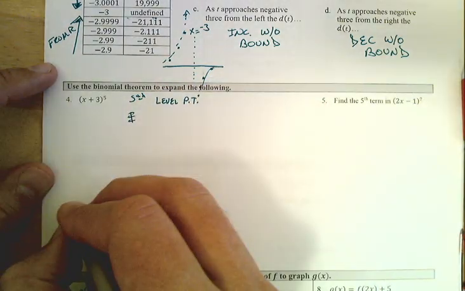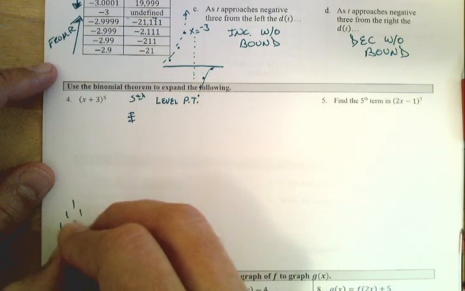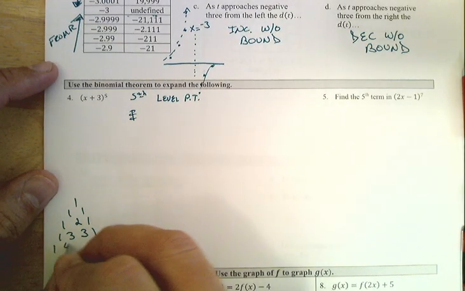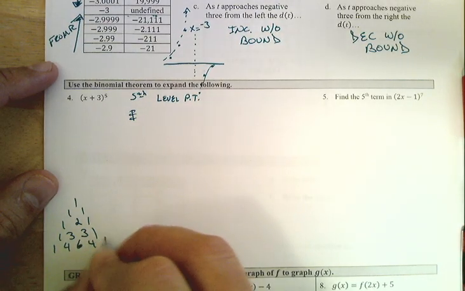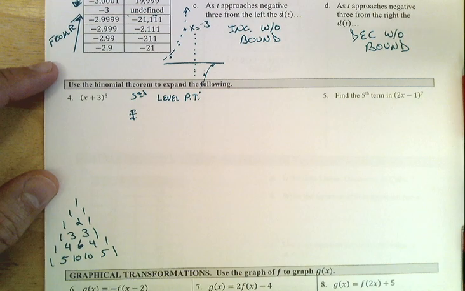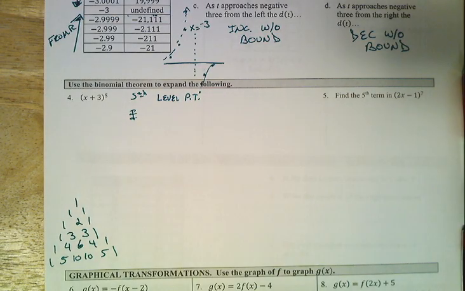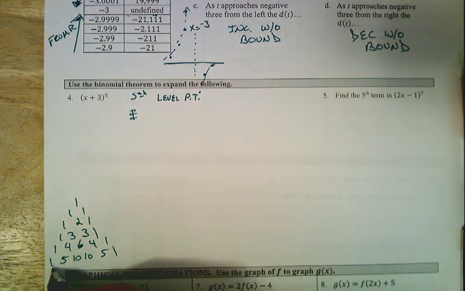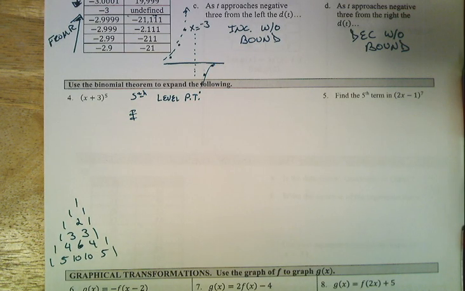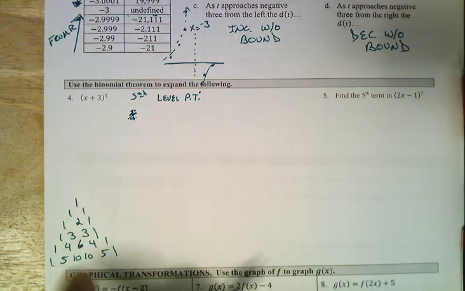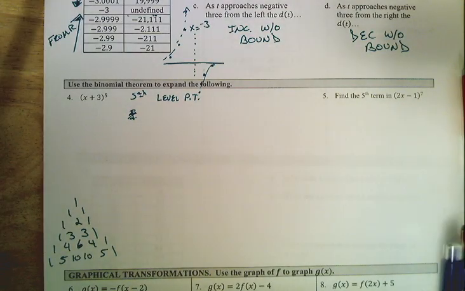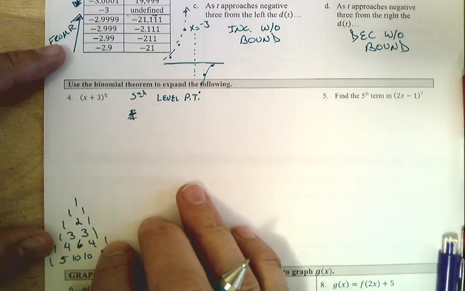Let's draw it once. So let's do 1, 1, 1, 1, 2, 1, 1, 3, 3, 1, 1, 4, 6, 4, 1, and then 1, 5, 10, 10, 5, 1. So the 5th level, we're going to be using this one right here. 1, 5, 10, 10, 5, 1. So these will be my coefficients. I don't usually write the coefficients first, but let's do that first.